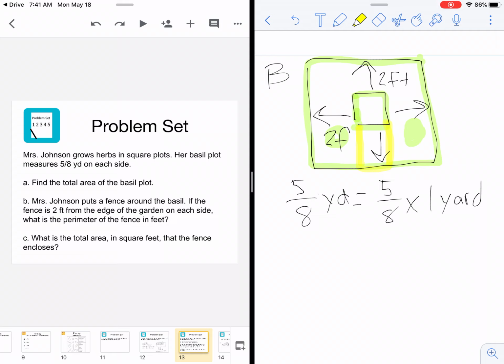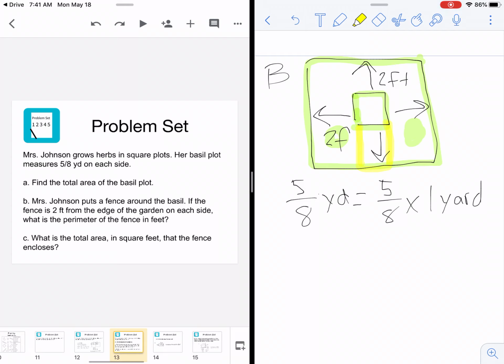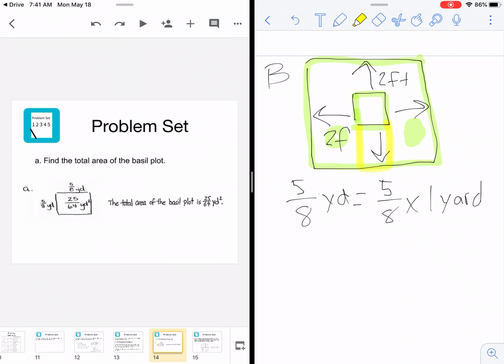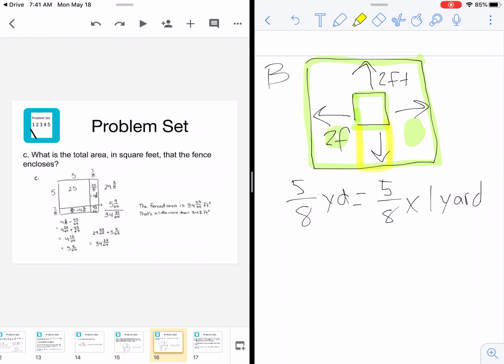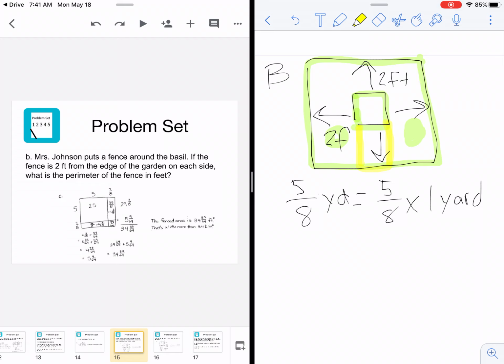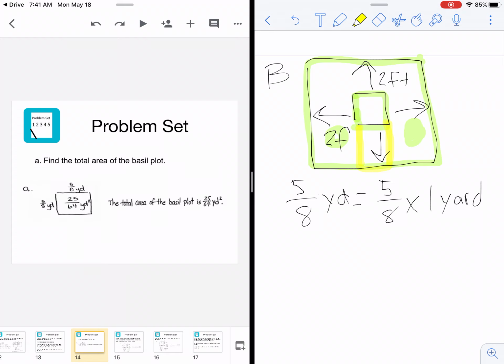What can we do? Okay, so we did A and B. Let's see, A. Oh, they skipped to C. Okay. So now we're going to draw.